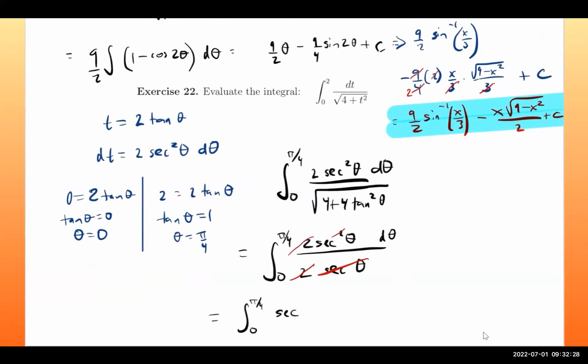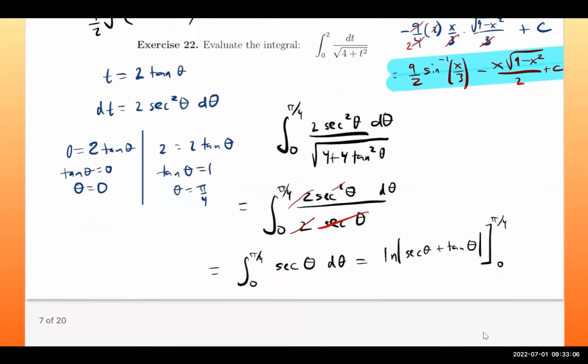And so now we're left with the integral from 0 to pi over 4 of secant theta d theta. For this, there is a formula for the antiderivative. I'm not going to go through the integral of this. You're going to have to multiply top and bottom by secant plus tan theta, and then you would distribute and do a u substitution. But there's a formula that you can use for this, and it turns out to be ln of the absolute value of secant theta plus tan theta. All right, and then we have to evaluate that from 0 to pi over 4.